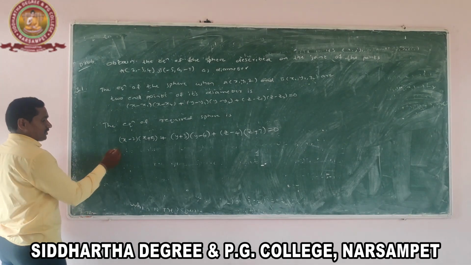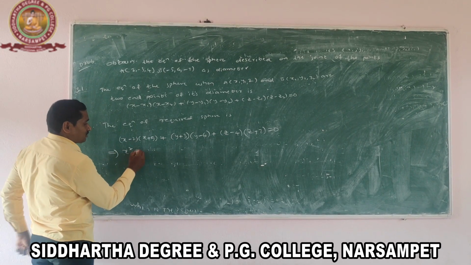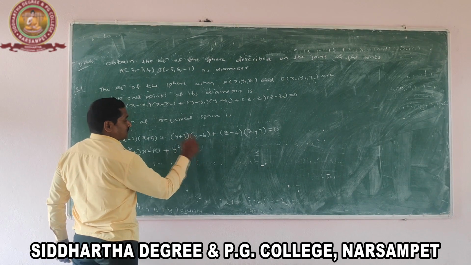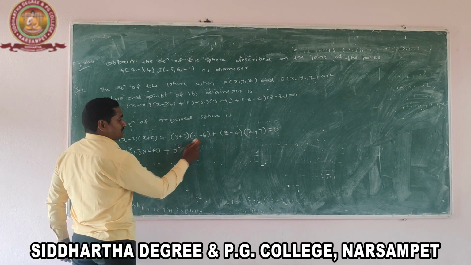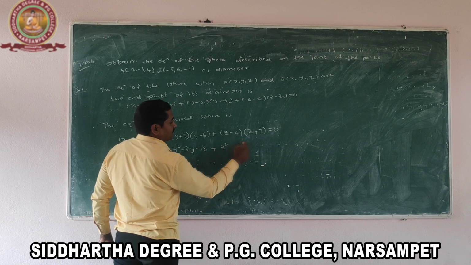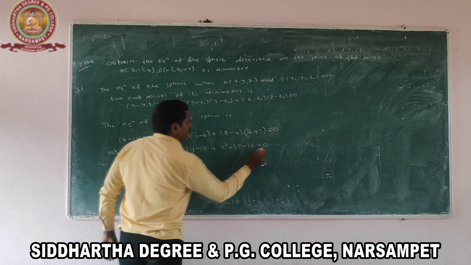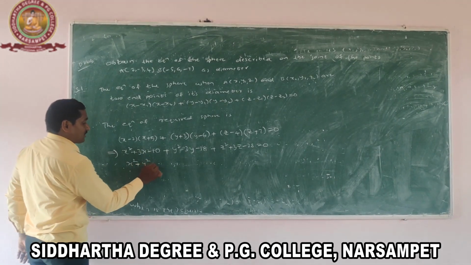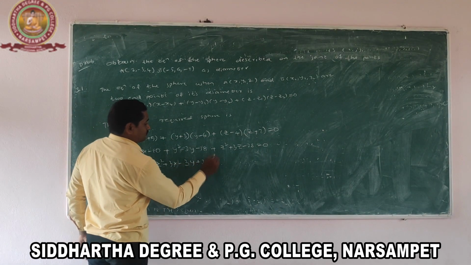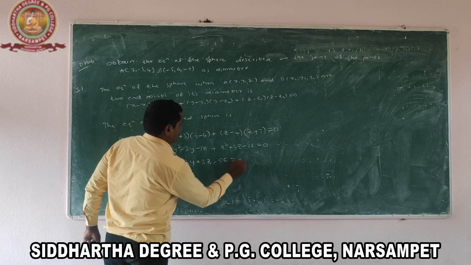So on simplification, x square plus 5x minus 2x, that is plus 3x, minus 10, plus y square minus 6y plus 3y, that is minus 3y, minus 18, plus z square plus 2z minus 4z... finally x square plus y square plus z square plus 3x minus 3y plus 3z, minus 10 minus 18 minus 8, equals minus 36, equal to 0.